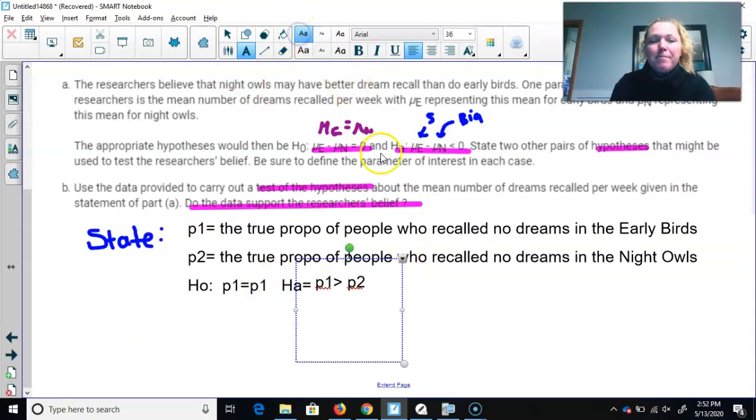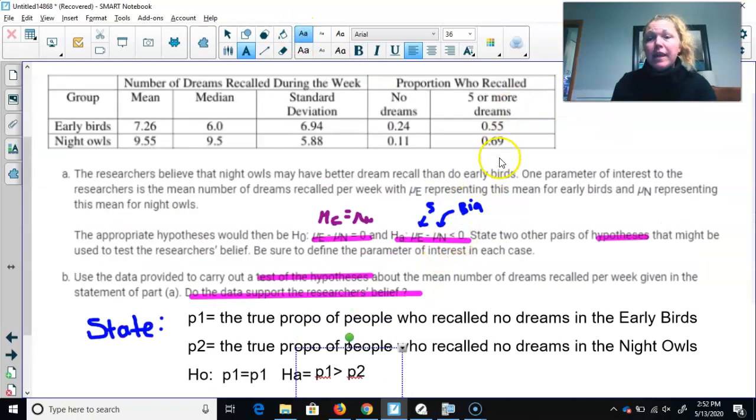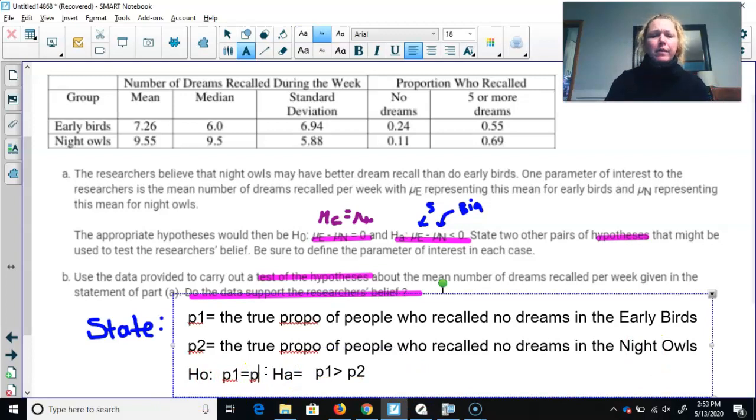Okay, so that's one way you could do it. Then another way you could do it is with the ones who recall 5 or more dreams. So I'm not going to type this one out. Let's just talk about how it would change. P1 would be the true proportion of people who recalled 5 or more dreams in the early bird group, and P2 the true proportion of people who recalled 5 or more dreams in the night owl group. This would stay the same. Now this would be different, right? Because we're curious that the night owls recall more dreams. So that means the early birds would recall less dreams. So that would be a less than, like that.